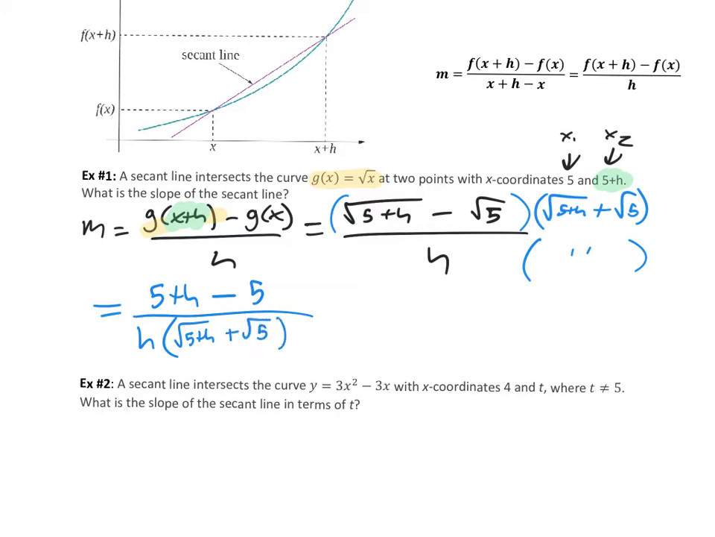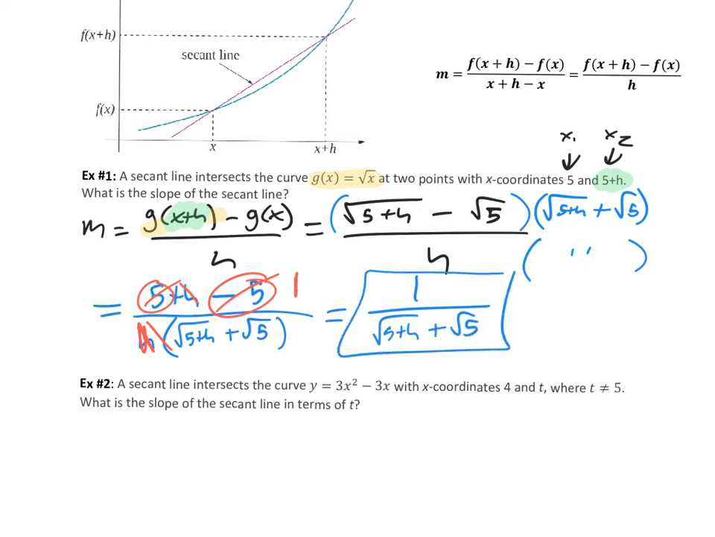So now what would happen? Well, I notice right away I have a 5 and a negative 5, so those cancel out. And then once those cancel out, I have an h on top and an h on bottom. Those cancel out so that I just have a 1 on top. So this whole thing could be written as 1 over square root 5 plus h plus square root 5.